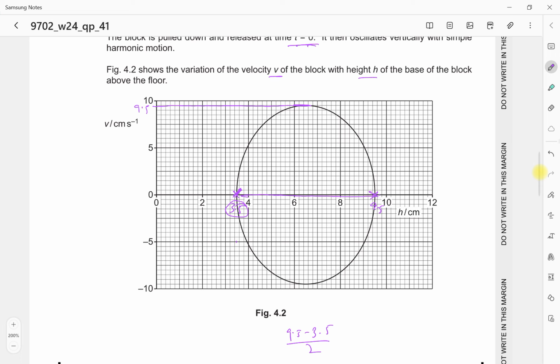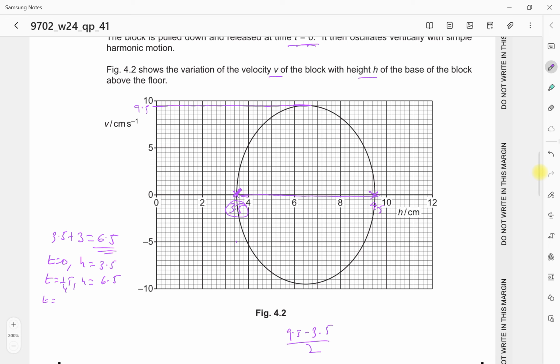Let's say 3.5 plus the amplitude, which is 3, that is 6.5. So the equilibrium position is going to be around 6.5. At t equals 0, h is 3.5. Then at t equals a quarter of a cycle, that's when it is passing equilibrium, h must be 6.5, that is the equilibrium position. It is passing equilibrium.